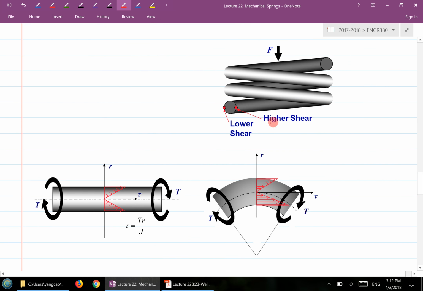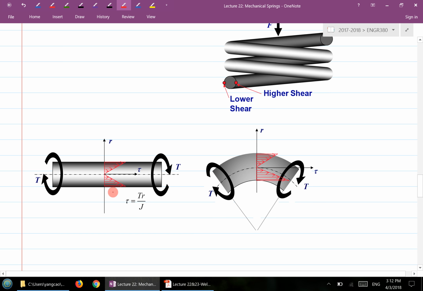This is basically what I showed you here, right? But in reality, when we do the calculation, we are considering the spring as if it's a straight wire. But a spring is not a straight wire. A spring is a curved wire. And for a curved wire, the experiment shows that the inside always has a relatively bigger stress value than the outside here.